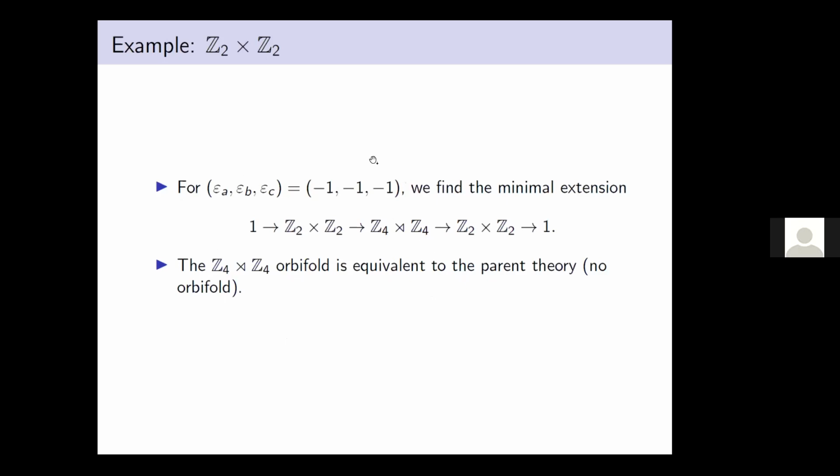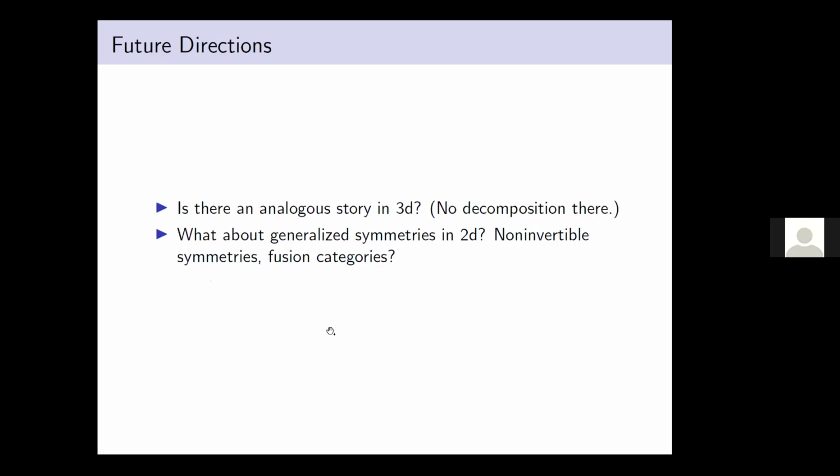Or one final example, all three of our Z2 subgroups could be anomalous, in which case we find that the smallest thing that we can extend to resolve things is the non-trivial semi-direct product of Z4 with Z4. And when we orbifold by that, we simply get the parent theory back because there were no non-anomalous subgroups other than the trivial one. So of course, there was no possible orbifold that we could have done.